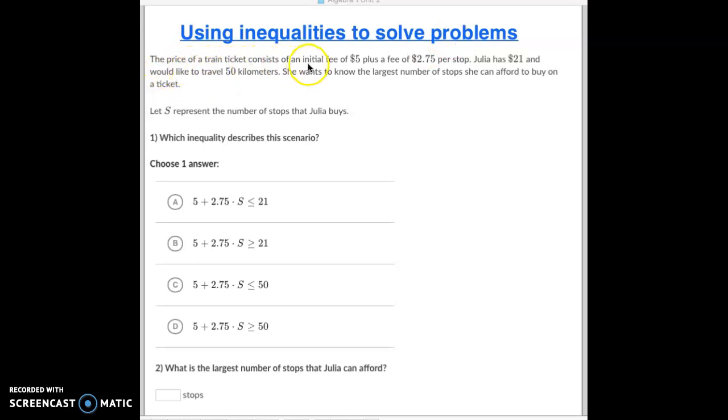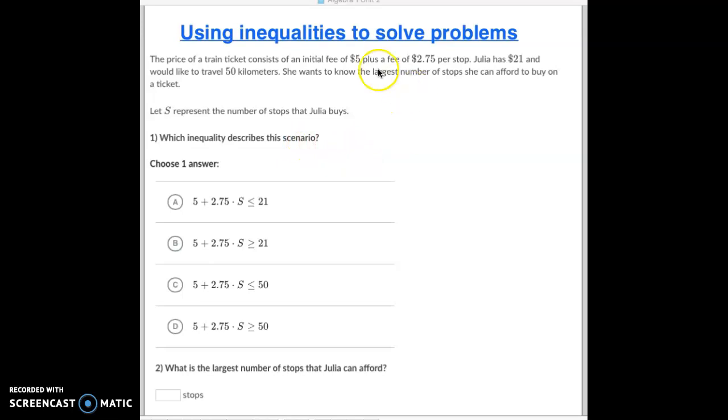The price of a plane ticket consists of an initial fee of $5. So you can see every equation started with a $5 base fee. And then we had a stop fee of $2.75 per stop. Julie had $21 to travel 50 kilometers. So she wants to know what's the largest number of stops she can afford to buy a ticket, and then which inequality describes this scenario.